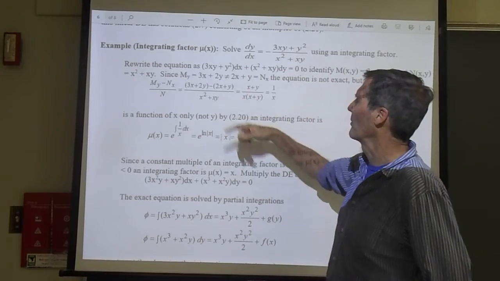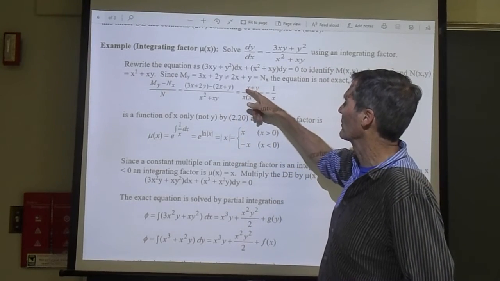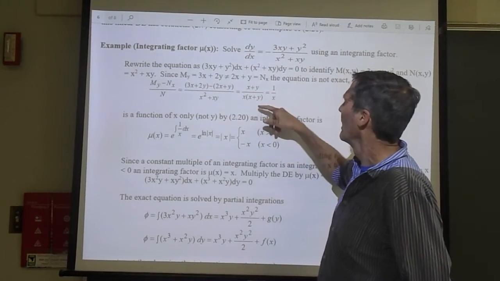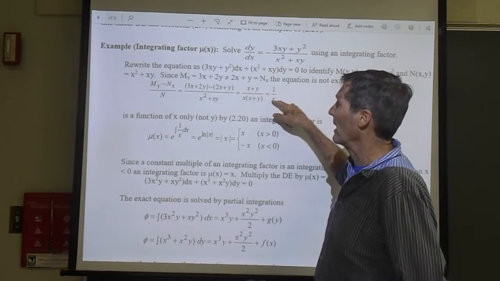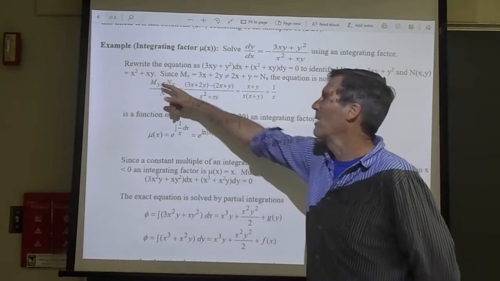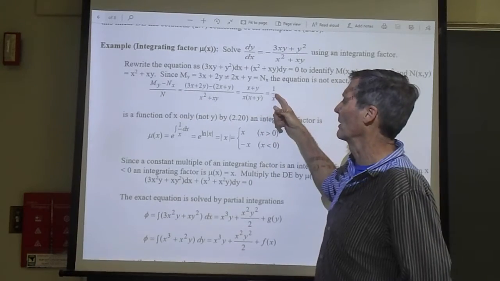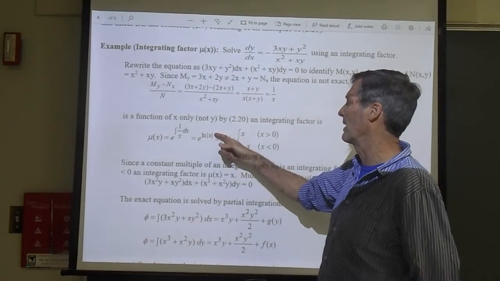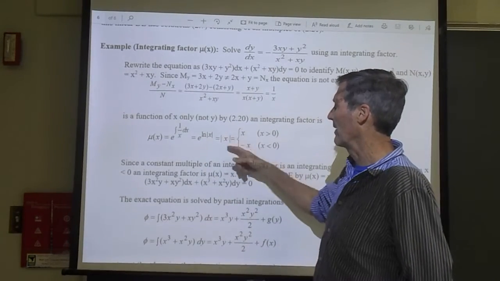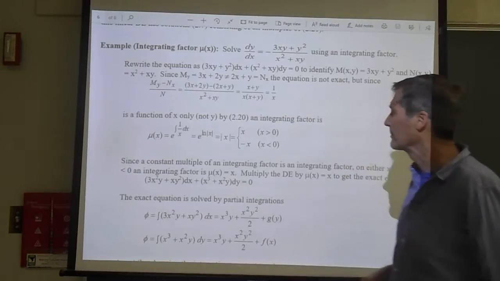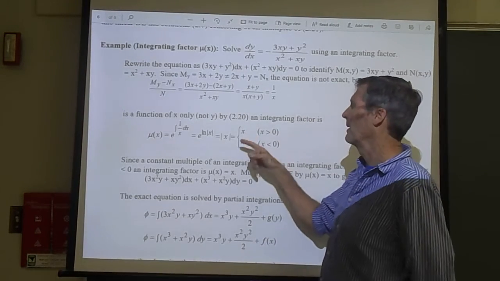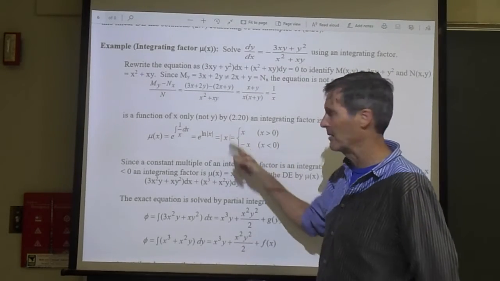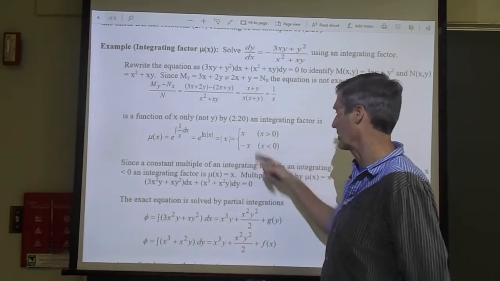And, oh boy, that's got both variables in there. But a little algebra shows the top is x plus y and the bottom is x times (x plus y). Some of this canceling in here. And so the whole quotient is actually 1 over x. It is a function of x only. When (M_y minus N_x) over N is a function of x only, e to the integral of that is an integrating factor. Well, e to the integral, ln absolute value of x, is absolute value of x because e and ln undo each other. Which means an integrating factor is to take mu equal x for x positive and minus x for x negative. That's the definition of absolute value, right? If x is negative, minus x is positive.